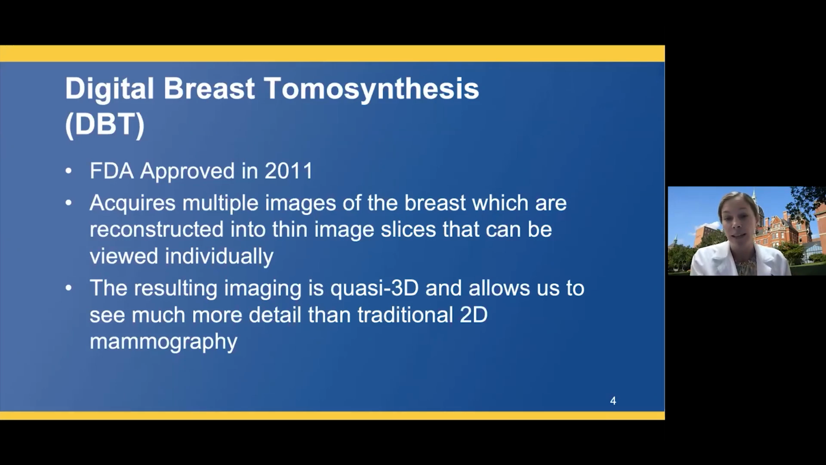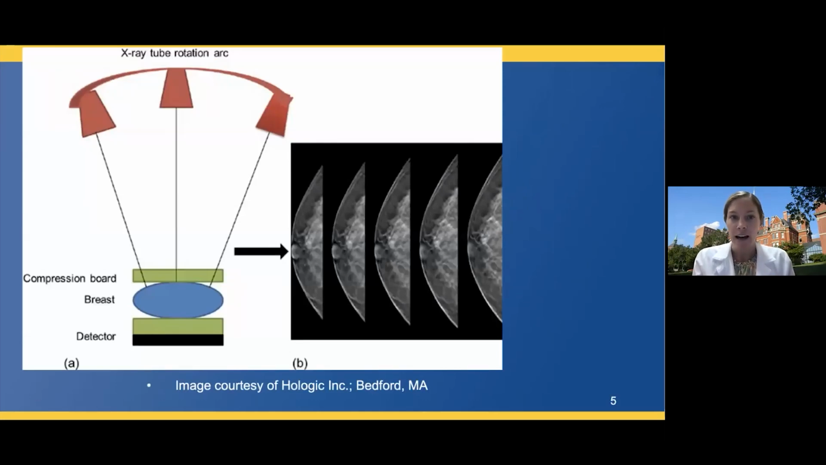I want to point out that this is quasi 3D, and often we'll interchange the term 3D mammogram with DBT, but it's not a true 3D mammogram. We're not taking perpendicular slices of the breast like you would have in a CT scan. We're taking angled images across the breast. And this is an image demonstrating that.